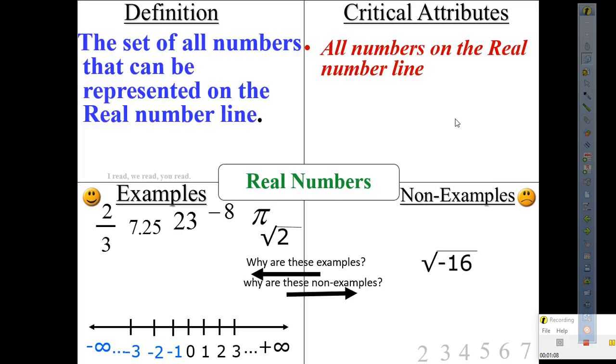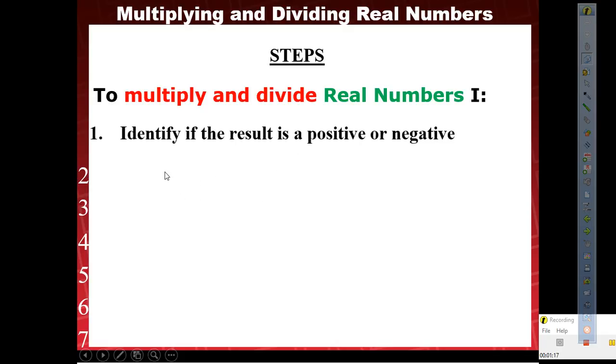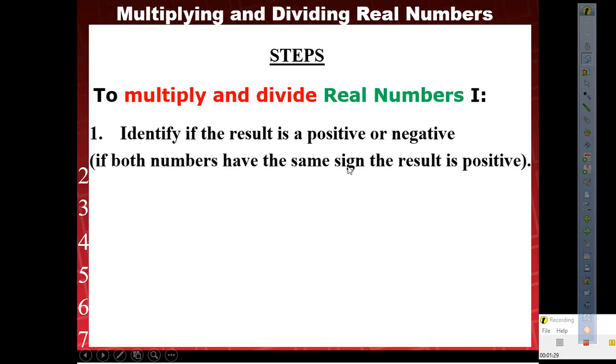Steps. Write these steps underneath, please. It says to multiply and divide real numbers, step number 1, identify if the result is a positive or negative. In parentheses, write, if both numbers have the same sign, the result is positive.